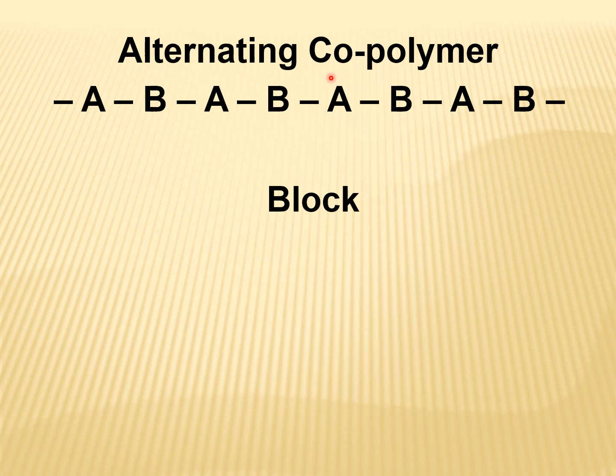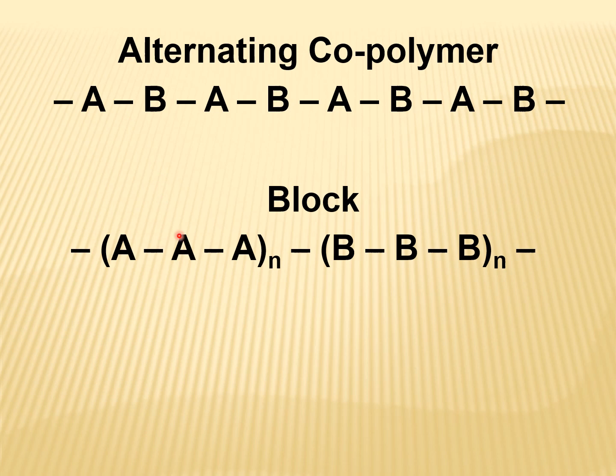Block copolymer means that you have one block of A and one block of B, something like this. A forms a long chain polymer, a block, and B forms another block, and these two blocks get combined together. This is called a block copolymer.